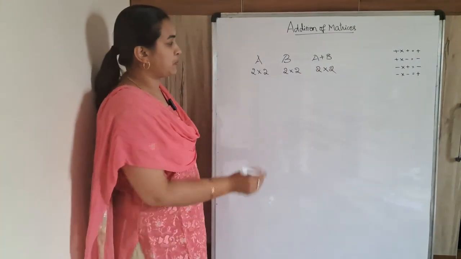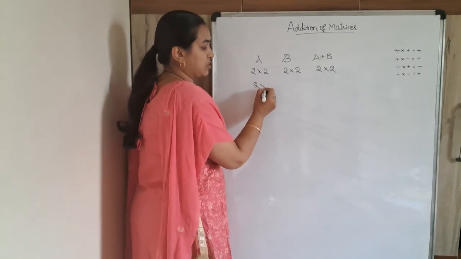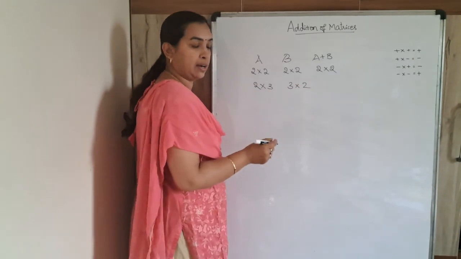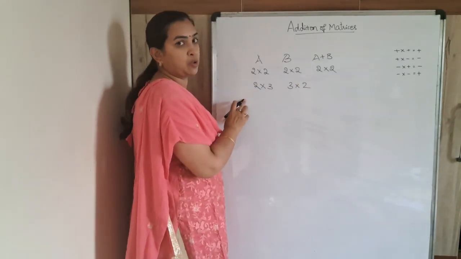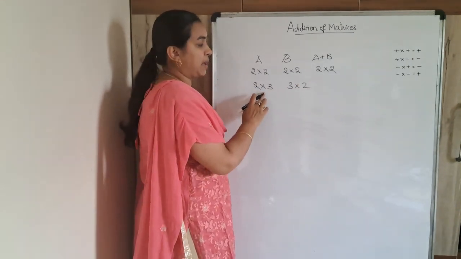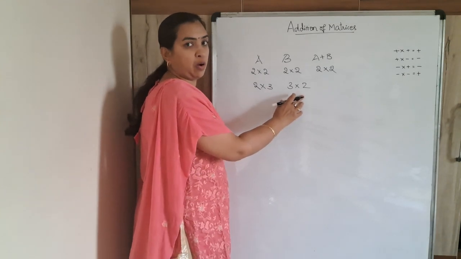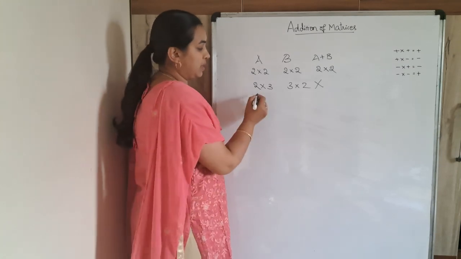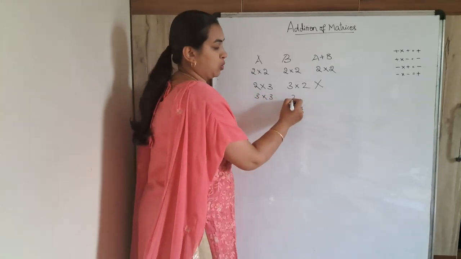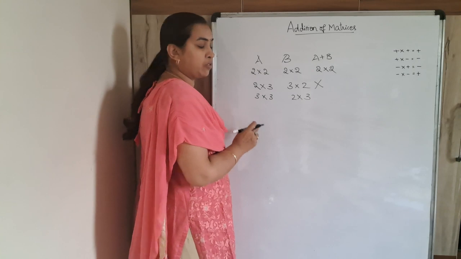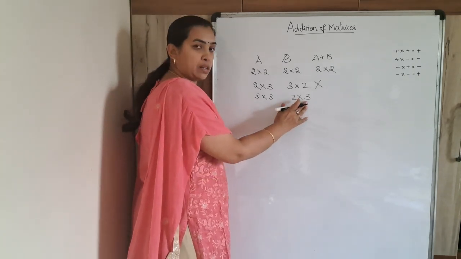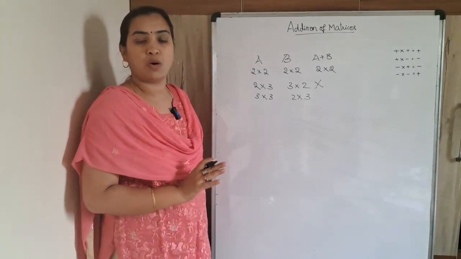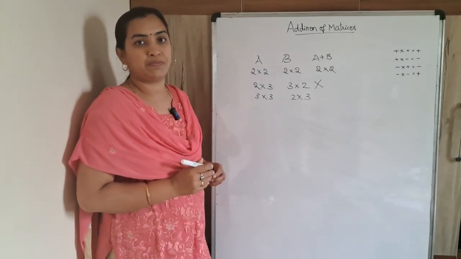Say they give a matrix of order 2 cross 3 and a matrix of order 3 cross 2 and ask you to add. Is it possible? No, it is not possible to add matrices which are of different orders. So addition cannot be done. Similarly 3 cross 3 and 2 cross 3. If they give two matrices of different orders, then you can neither perform addition nor subtraction.